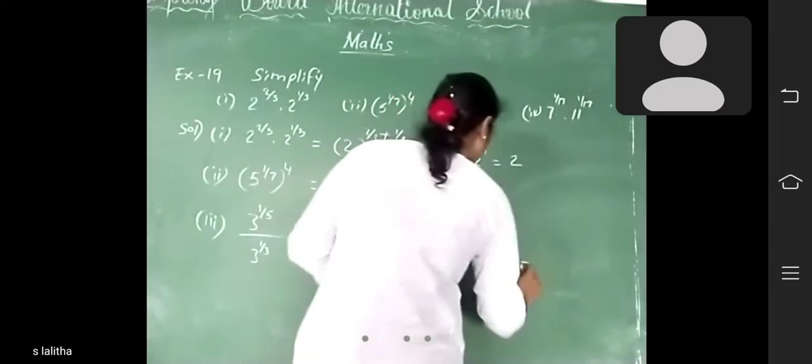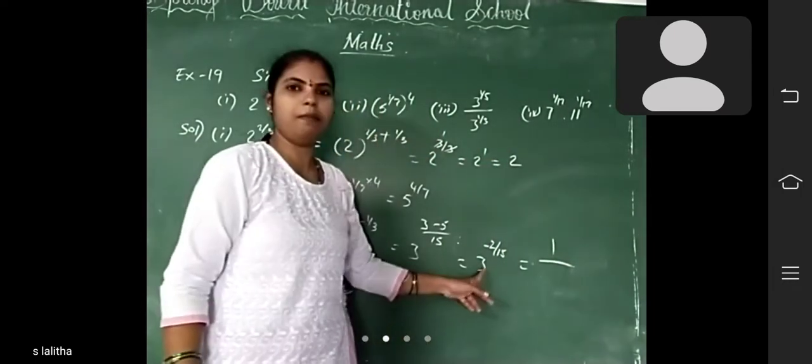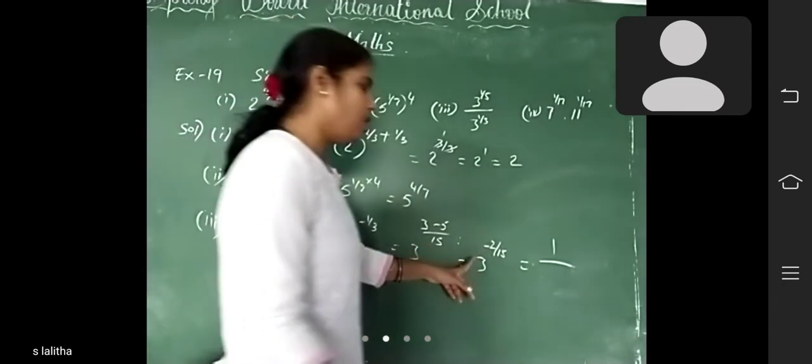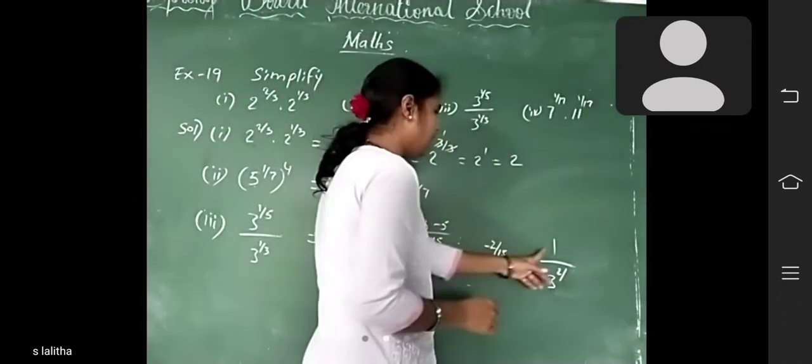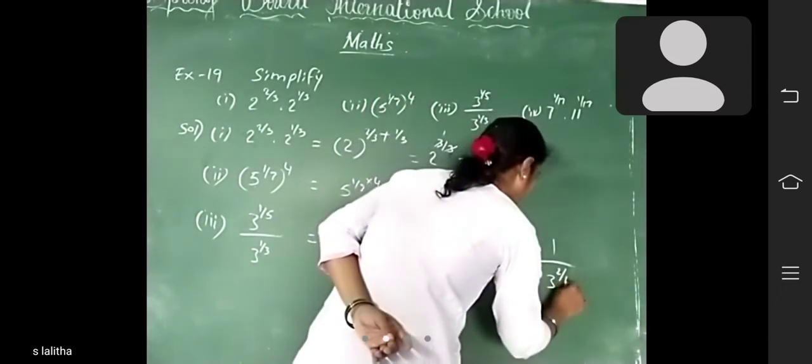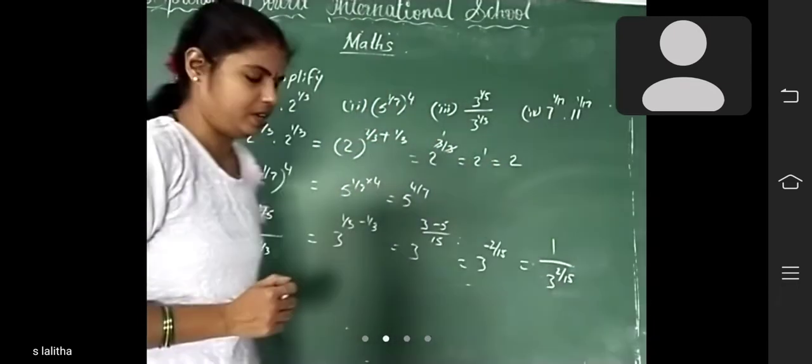How can you write this one? It is in the form of a power minus n. How can you write it? 1 by a power n. Okay. Like that, 1 by 3 power 2 by 15.